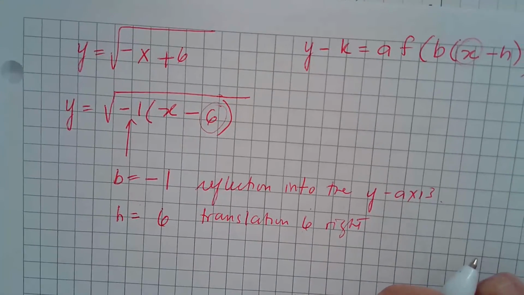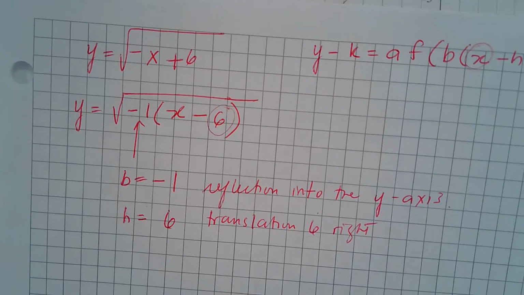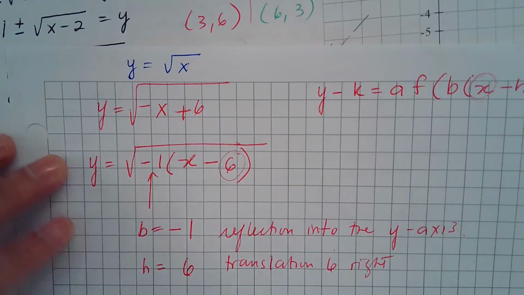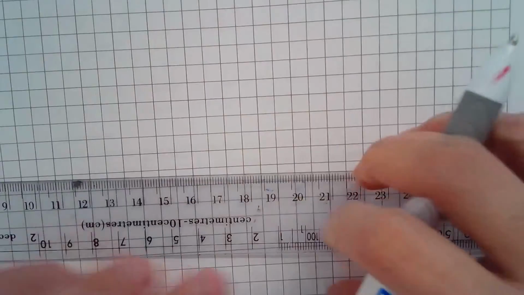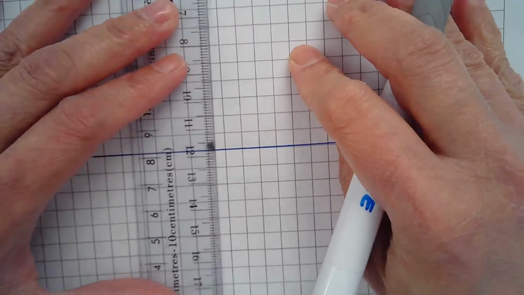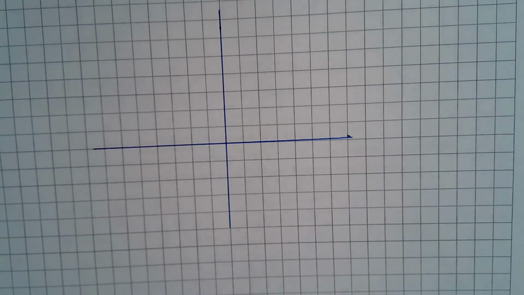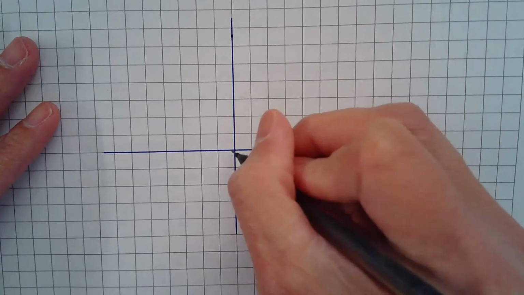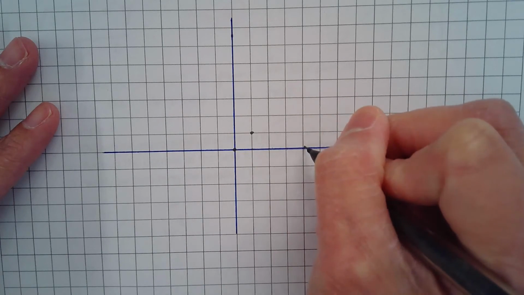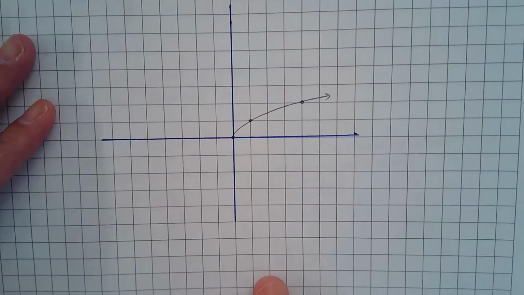What's the parent function? The parent function is y equals the square root of x. Okay, so I think by now we know what the square root of x looks like, right? I'm going to do it in pencil. So square root of x is (0, 0), (1, 1), (4, 2). So this is what the square root of x looks like.